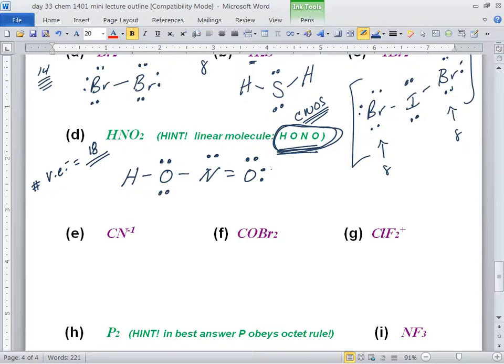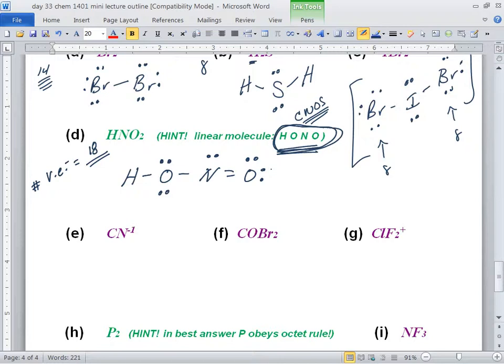So this O has 2, 4, 6, 8. Because remember, bonds are 2. So 2, 4, 6, 8. He's done. This one, 2, 4, 6, 8. He's done. This one is just short. So how do you get 8 around him and 8 around him? I wouldn't do this first. I would erase first and then move it over. And each bond is 2 electrons, so I just moved those over there. So then I didn't screw up my total.